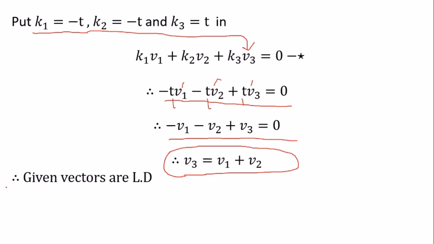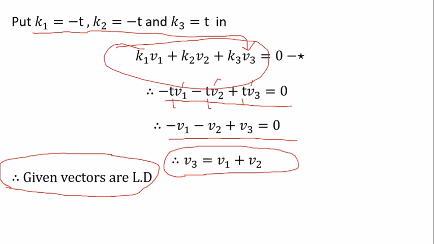And once we get this relation, we can 100% claim that the given vectors are linearly dependent. So today we have learned, if a set of vectors is given, then how to check its linear dependence with the help of this single equation. If you are getting k1, k2, k3 in terms of t, then clearly we say that the given vectors are linearly dependent. If k1, k2, k3 all are 0, the given set of vectors is linearly independent.